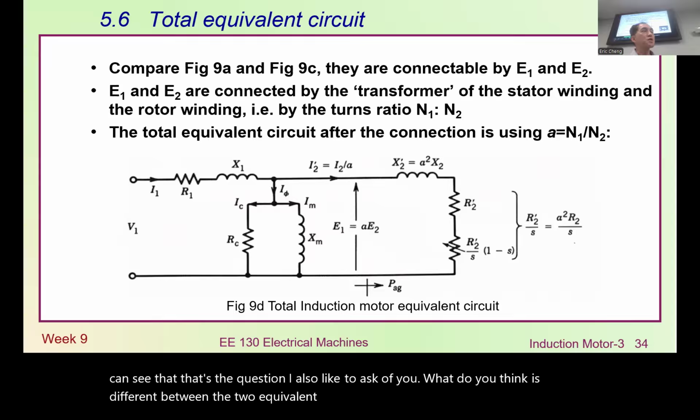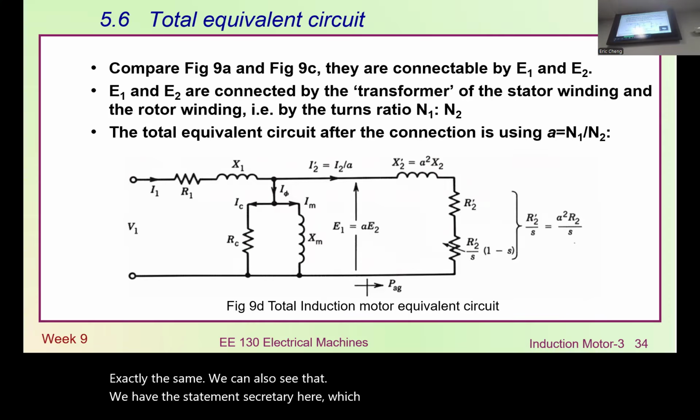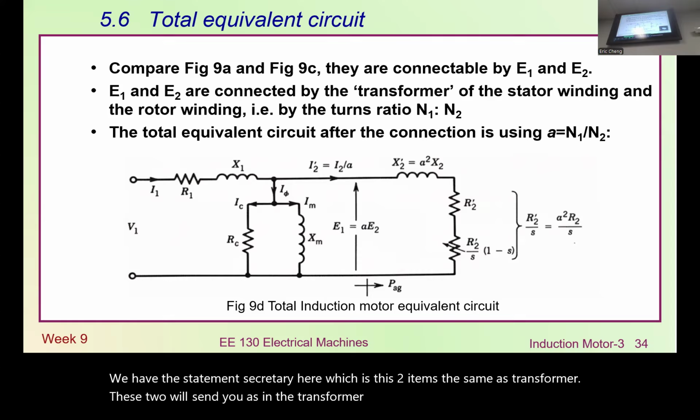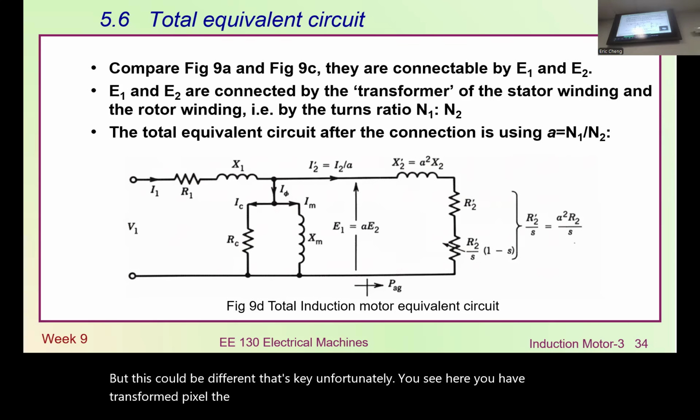Obviously, you can see that the circuitry is exactly the same. We have the stator circuitry here, which is these two items, the same as the transformer. These two are the same as in the transformer, with the core losses and also the magnetizing inductance. But this could be different. That's the key important point. You have the a here, the turns ratio, the same as the transformer, but you have the S here.